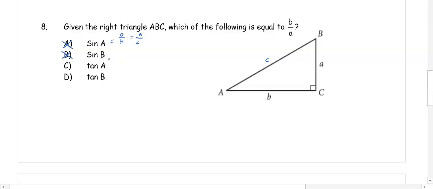So now the tangent of A or the tangent of B. Well, remember that B would need to be the opposite, and A would need to be the adjacent. So the opposite side of little b is capital B. So this is representing the tangent of B.